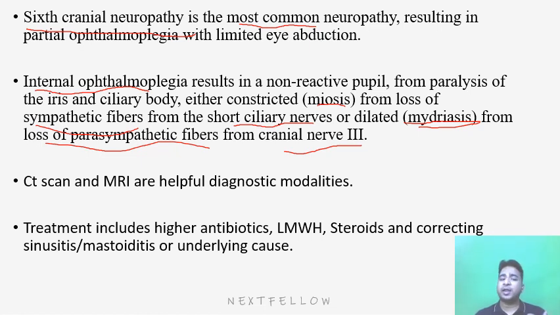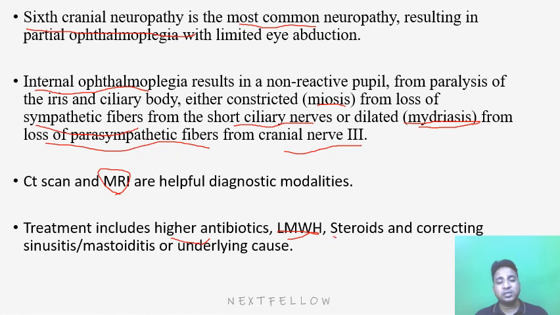Now, CT scan and MRI are helpful. If we ask for the best investigation, MRI is the best diagnostic modality to know the disease and the pathology of the cavernous sinus. So how will we treat? Treatment will be higher antibiotics and low molecular weight heparin to relieve the embolus or thrombus clot.